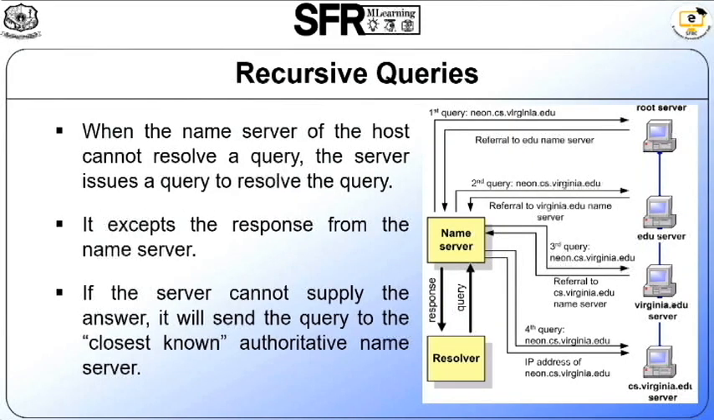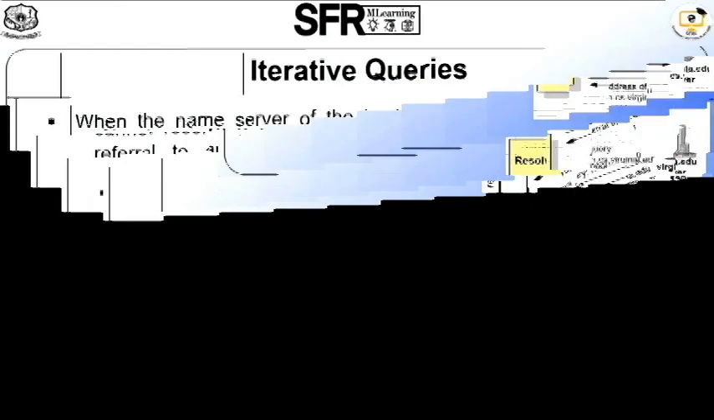Next, recursive queries. This picture indicates that when the name server of the host cannot resolve a query, the server issues a query to resolve it. It accepts the response from the name server. If the server cannot supply the answer, it will send the query to the closest known authoritative name server.